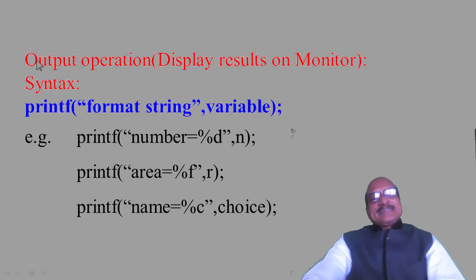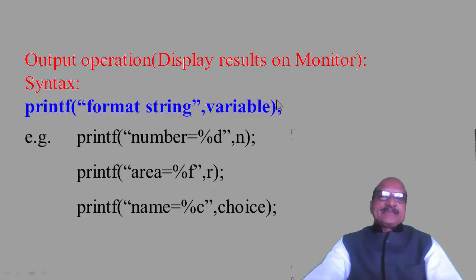Then the third task is the output operation. That means whatever results we have obtained through the processing of the data, those results must be displayed on the monitor device. This is possible with the help of the executable statement printf. So printf is the keyword, and this will send the data from computer memory to the output device like the monitor. The syntax is in double quotation, you have to write down the format string, which consists of the characters as well as the data type format characters, comma, and variable, and it is ended with a semicolon.